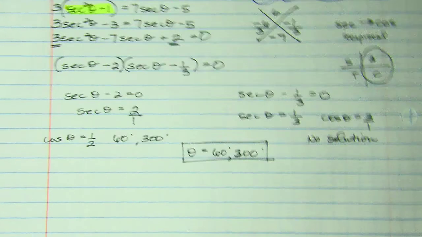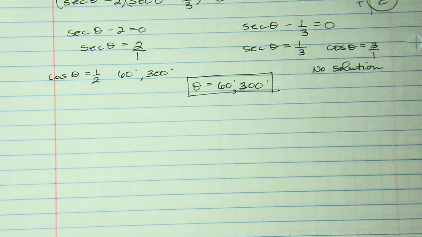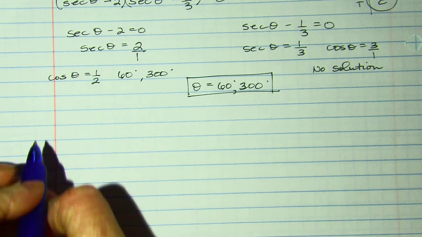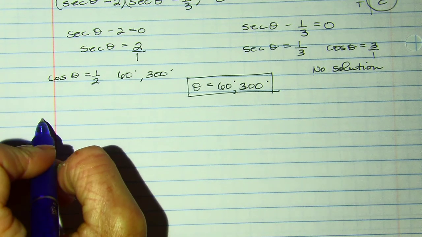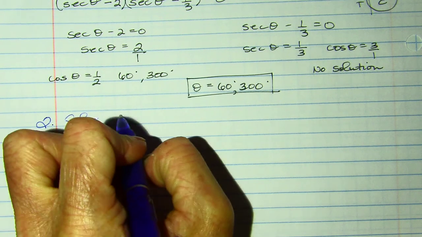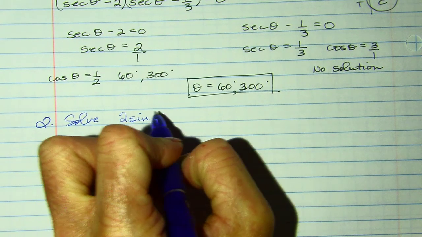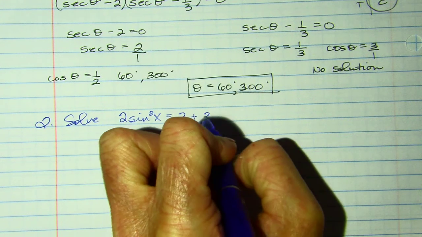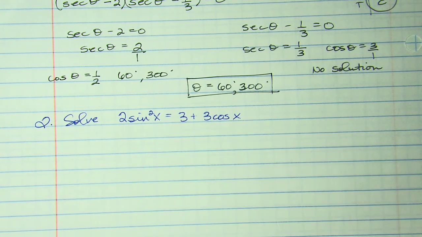So we're going to practice a couple like this just to get you familiar with factoring these complex trig functions in order to solve. So number 2, I'll do it in a different color. Solve 2 sine squared of x equals 3 plus 3 cosine x.